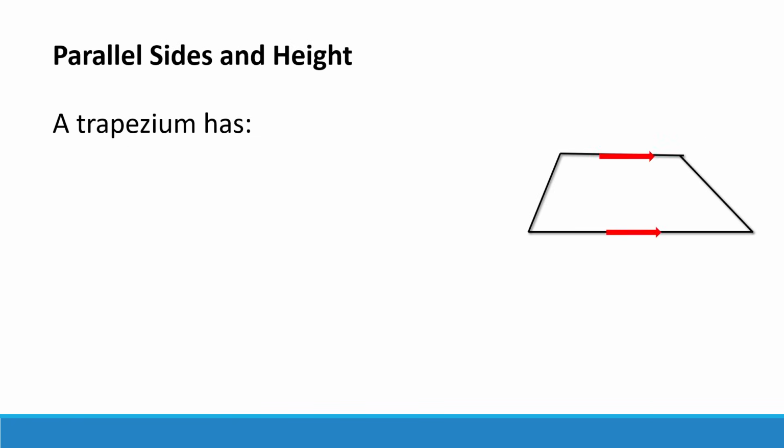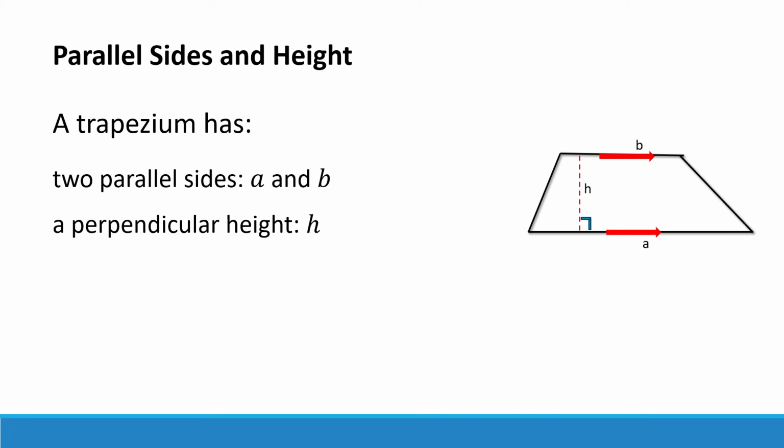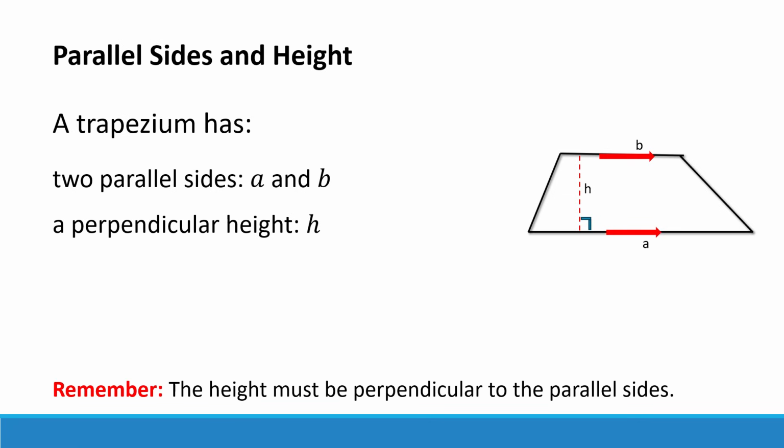The two parallel sides of a trapezium are labeled A and B. The perpendicular distance between them is the height, labeled h. It does not matter which parallel side is A or B. Remember, the height must be perpendicular to the parallel sides.